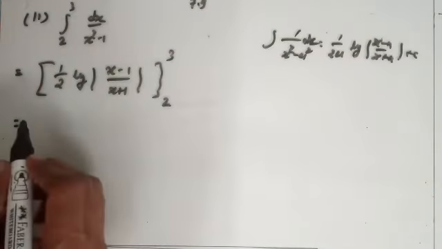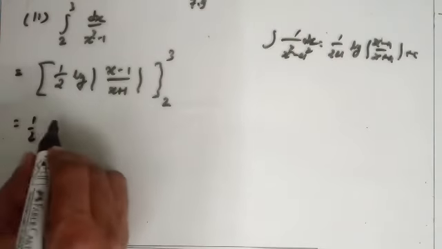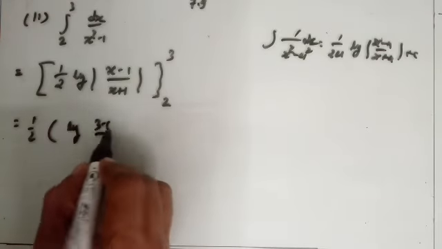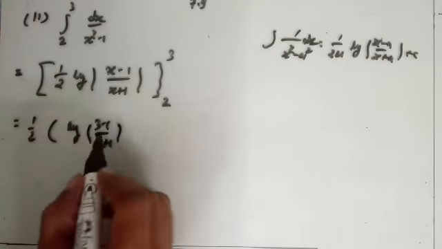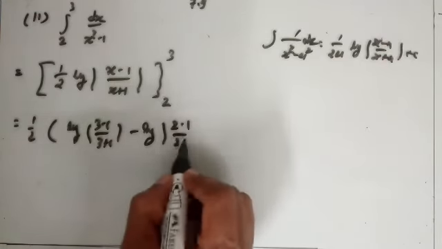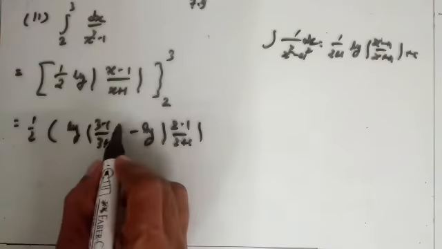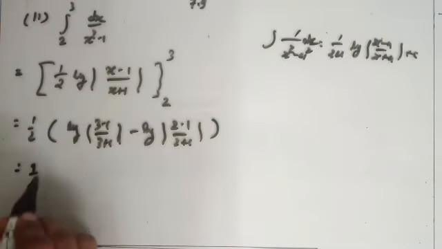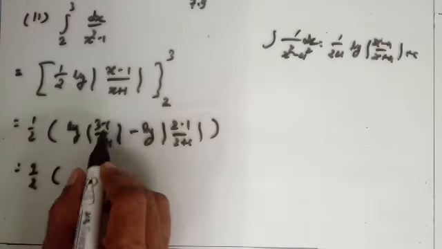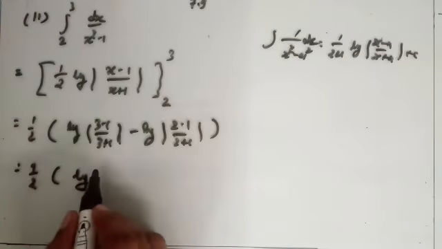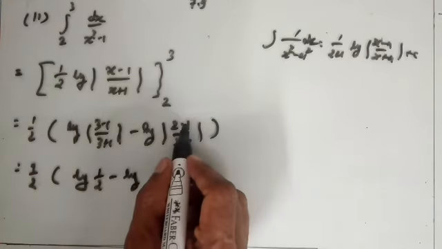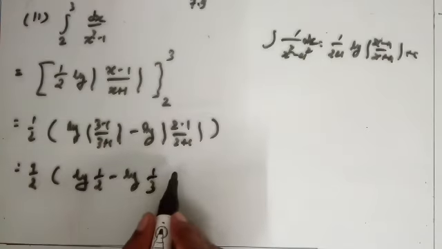So it is equal to, now we know that 1 by 2 take outside. First take 3: log 3 minus 1 upon 3 plus 1, minus log 2 minus 1 upon 2 plus 1. Here apply magnitude, bracket over, is equal to 1 by 2. Here log 3 minus 1, that is 2 upon 3 plus 1, 4. So it becomes 1 by 2 minus log, here 2 minus 1 becomes 1 upon 2 plus 1, that is 3.